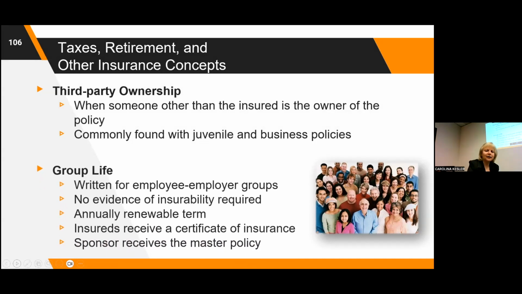Group life, when it's written for employee-employer groups, no evidence of insurability is required. It's annual renewable term, and the insureds receive a certificate of insurance, and the sponsor receives a master contract. So the employer has the master policy. The employee gets a little card that says, I'm insured. That's your certificate, right? So what do you get if you're the employee? Certificate. And if you're the employer, you get master contract. Good job.